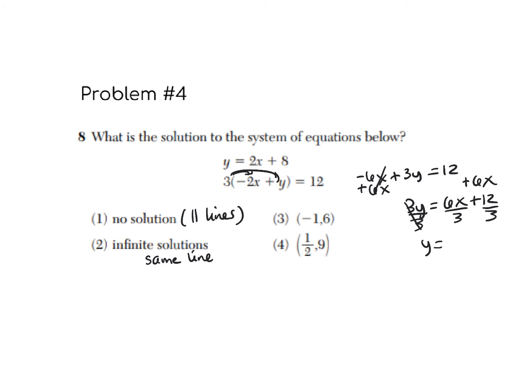And I'll have y equals 2x plus 4. So now look at the equations I'm comparing: 2x plus 8, 2x plus 4. That would mean that they are parallel lines. They have the same slope and different y-intercepts. So this would mean there's no solution.